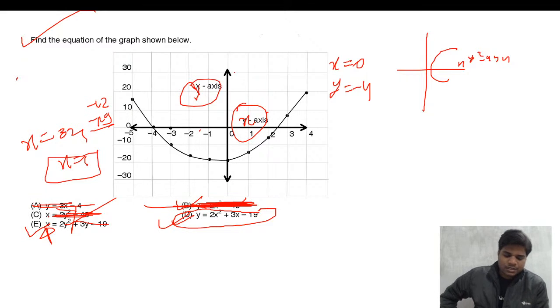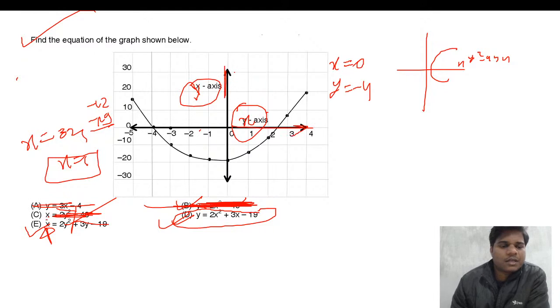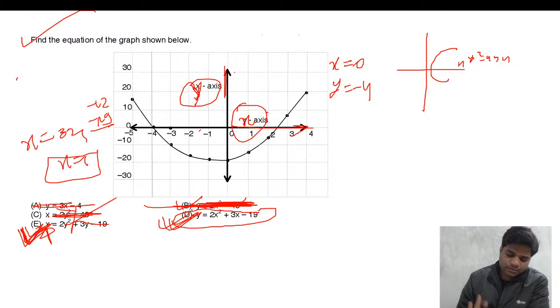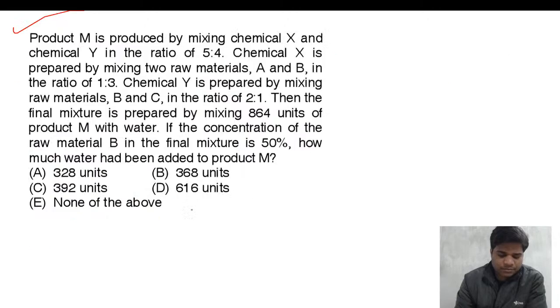Just verify whatever information is there. If these are x-axis and y-axis, then this will be the closest answer, not exact. And if this is a printing mistake, then this is the exact answer. Fine, I think we can do this. Else, this question is simple, if there is no error. Fine, solve this question.